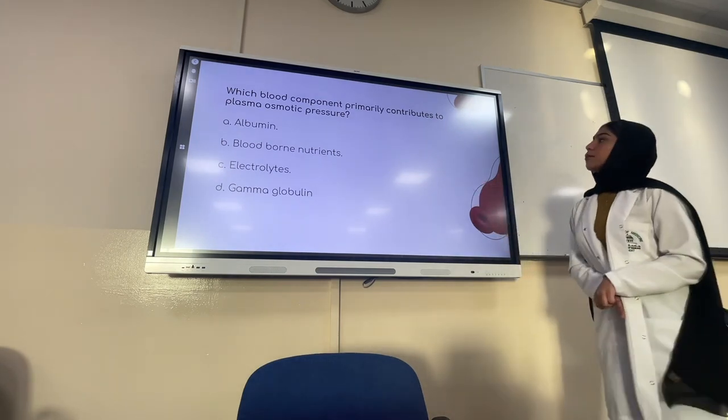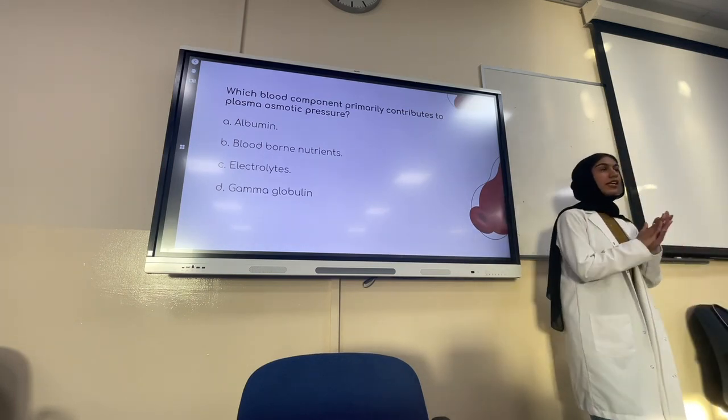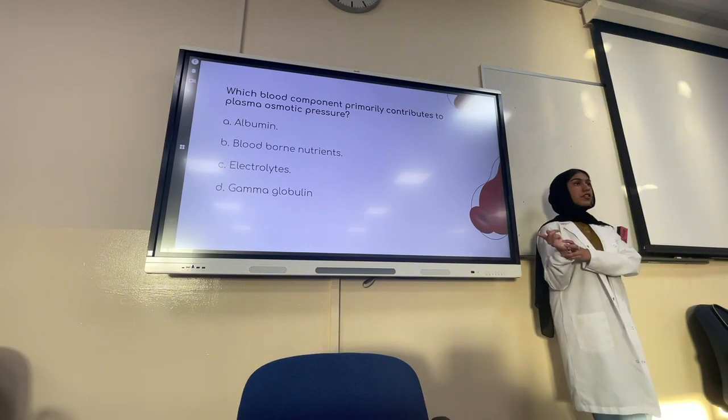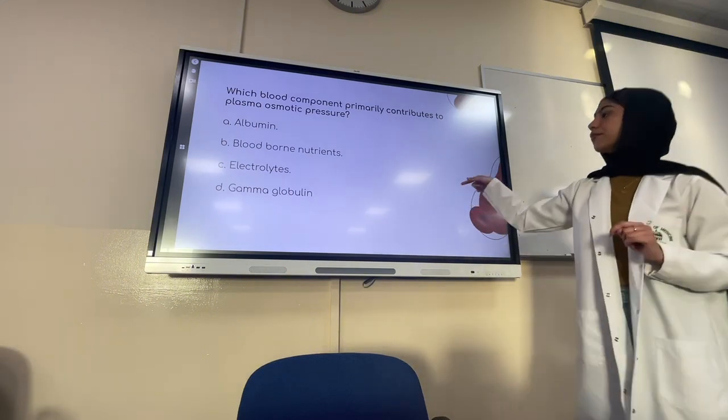Which blood component is going to contribute to plasma osmotic pressure? Albumin, mainly. Do electrolytes contribute to osmotic pressure? Yes. Also the pH.